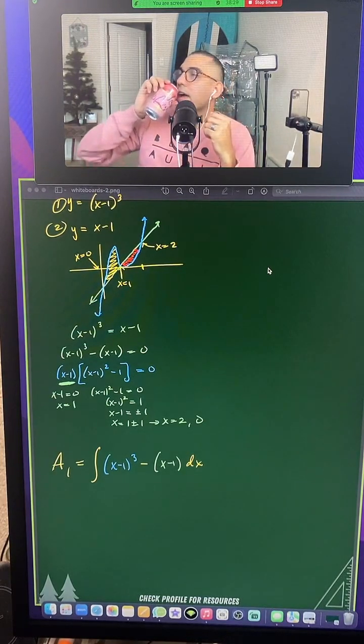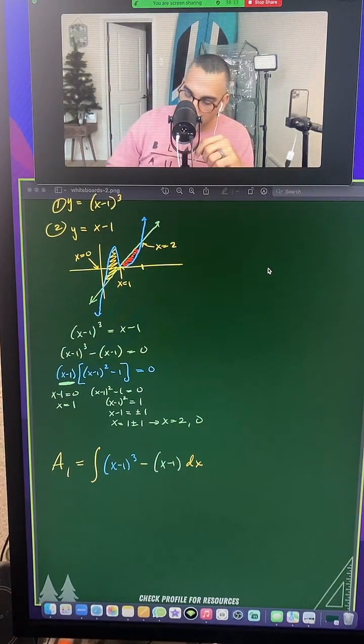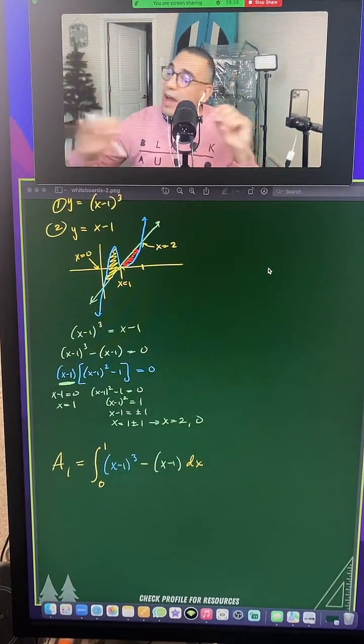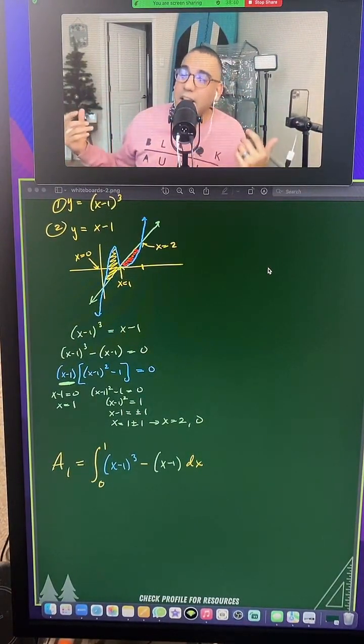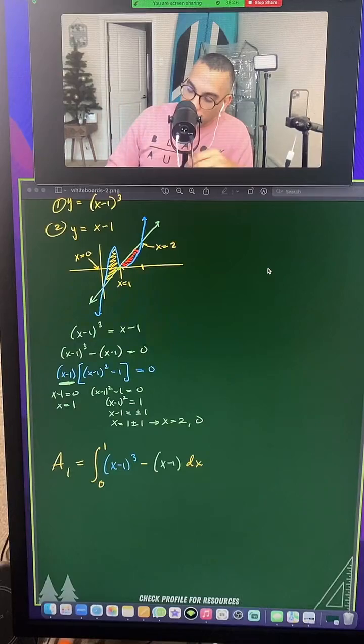Zero to 1, yes. It's going to be from 0 to 1. All right. Now, here's the cool part about this. I am not about to multiply this entire thing out. So what I'm going to do is, Austin, thank you, 0 to 1. So what I'm going to do is I'm going to do u substitution.